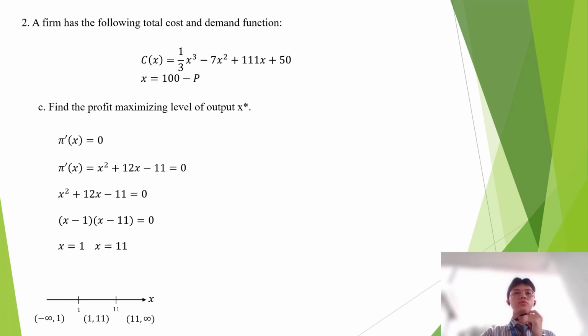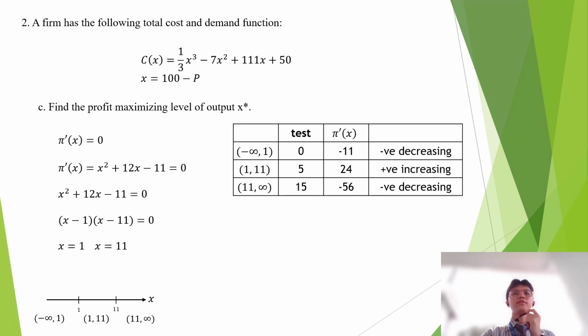Because we have two critical points, we have three intervals: negative infinity to 1, 1 to 11, and 11 to infinity. Next, we can use a value from each interval and substitute it into the first derivative of the profit function in order to test which interval is increasing and which is decreasing. For example, in the first interval, we substitute the number 0, so we get negative 11. Because this value is negative, we can conclude this interval is decreasing.